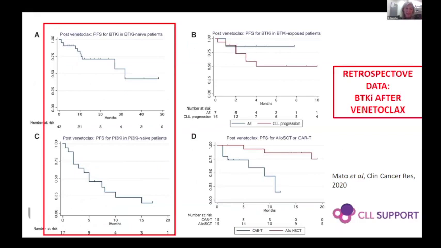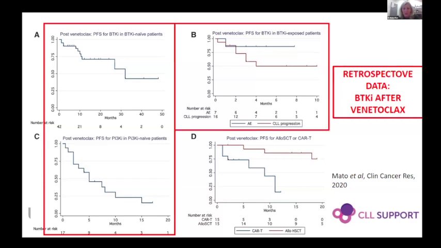And you can see here clearly that the BTK inhibitor is doing better than the PI3 kinase inhibitor. So another bit of data where the PI3 kinase inhibitor is always doing worse than the other thing on the slide. And so in these post-venetoclax patients, we're always going to be choosing the BTK inhibitor over the PI3 kinase inhibitor. But then important to point out, in patients who had had BTK inhibitors before.